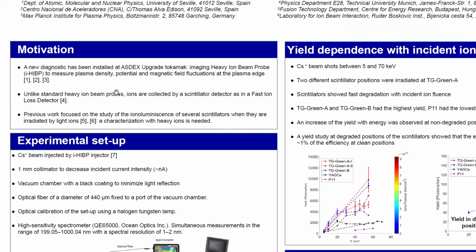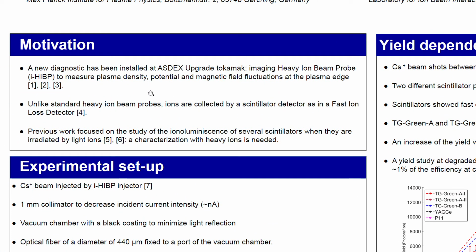This diagnostic measures the plasma density, the potential, and the magnetic field fluctuation at the plasma edge. It does so by injecting a primary beam into the tokamak. This beam is then ionized by the plasma, and the ionization creates a secondary beam. This secondary beam is then collected by a scintillator detector as in a fast ion loss detector. The use of a scintillator is the main difference between this diagnostic and classical heavy ion beam probes.